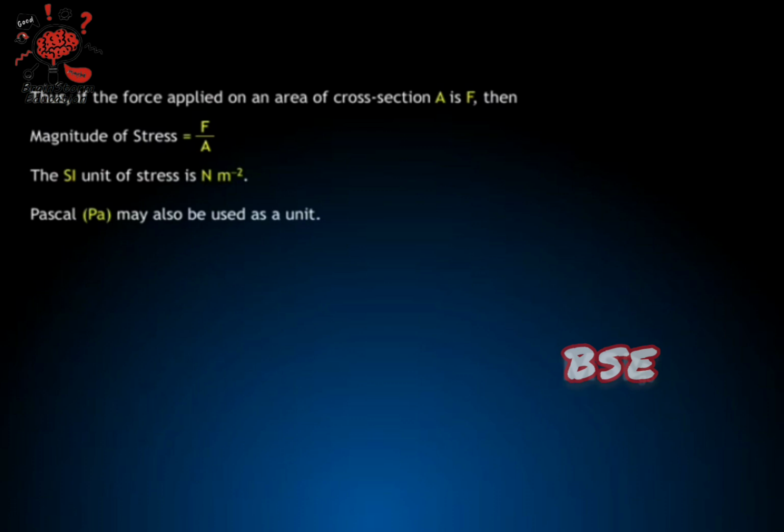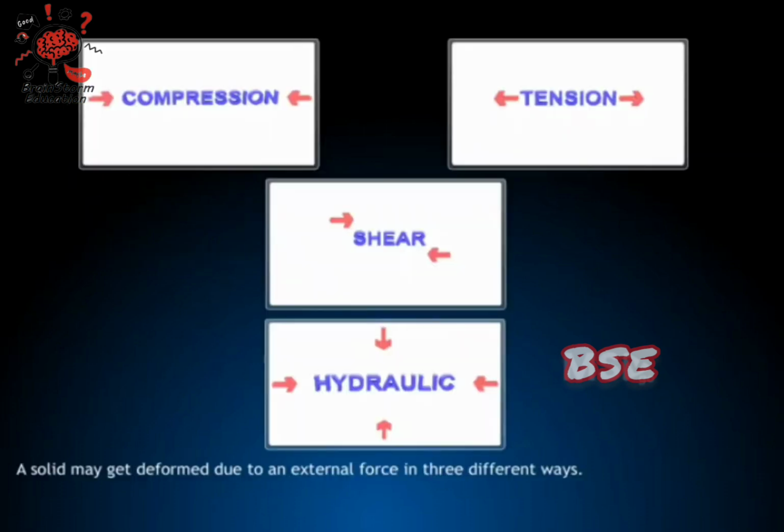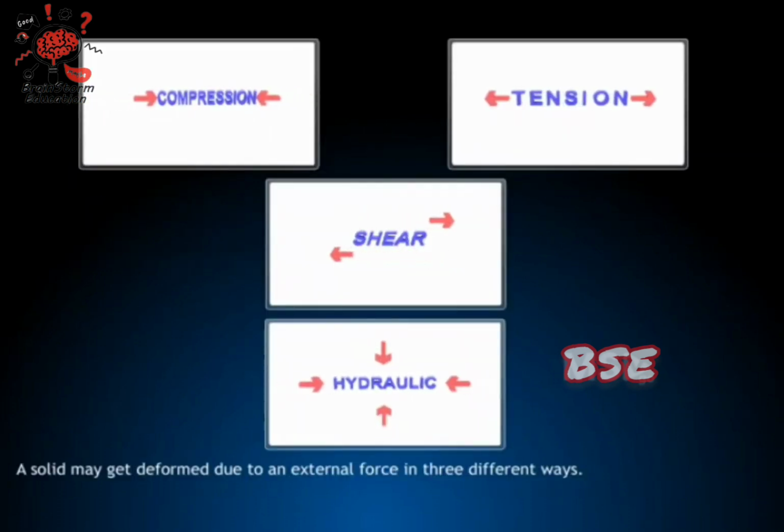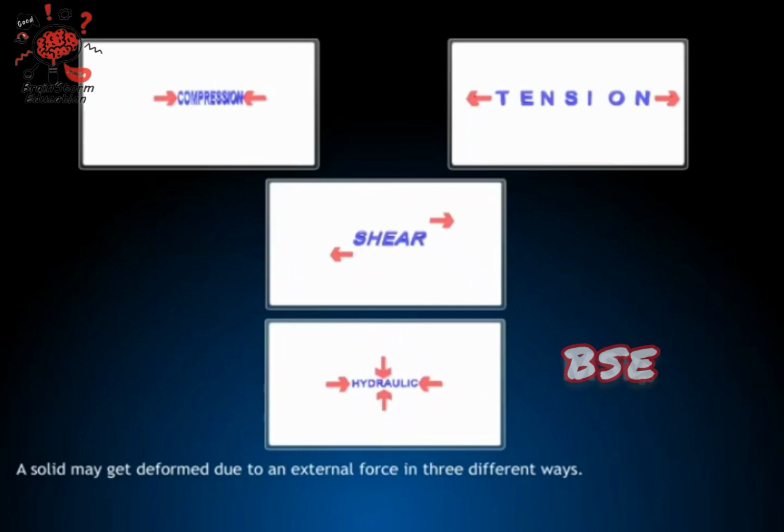Thus, if the force applied on an area of cross-section A is F, then magnitude of stress equals F by A. The SI unit of stress is Newton per meter square. Pascal, Pa, may also be used as a unit. Stress has the dimensional formula ML^-1 T^-2. A solid may get deformed due to an external force in three different ways.